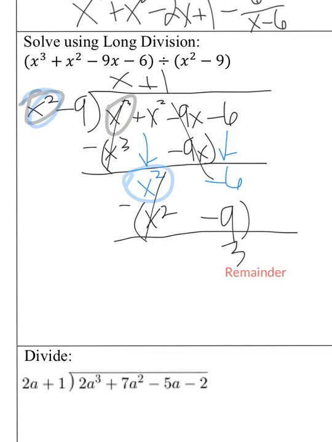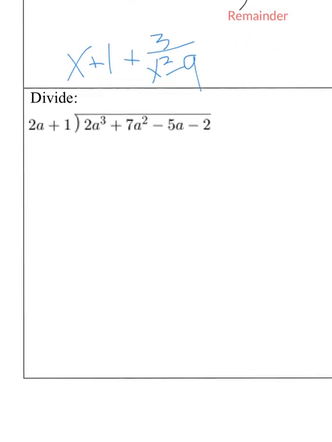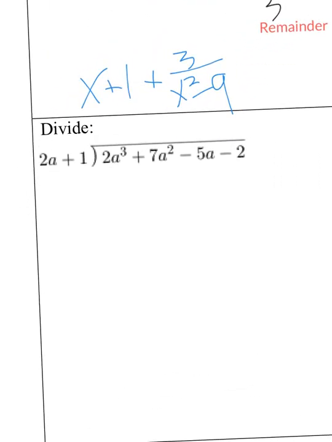So my final answer here is x squared, x plus 1 plus 3 over x squared minus 9. And that's it. So, the last one, another long division problem.